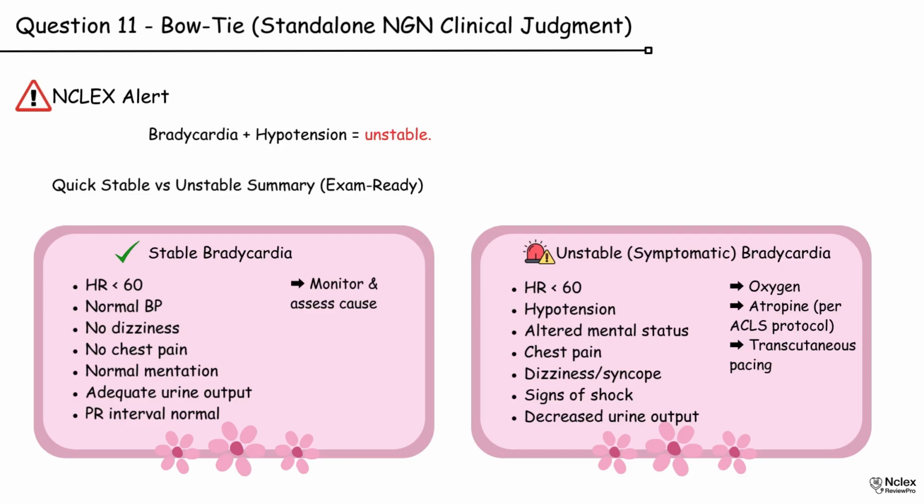Unstable or symptomatic bradycardia means the heart rate is below 60 and the client shows signs of poor perfusion: hypotension, dizziness or syncope, altered mental status, chest pain, signs of shock, decreased urine output. That changes everything. Stable equals monitor. Unstable equals oxygen, medication per protocol, and possible pacing.